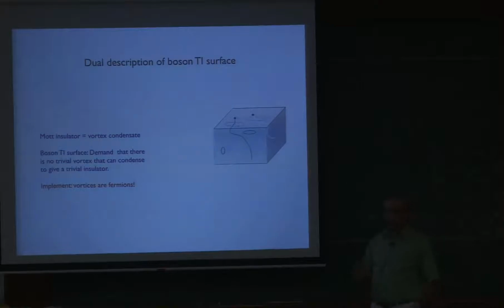Okay, so now with that discussion of 2D bosons, let's return to the surface of the 3D topological insulator. Now, what we want to do is to prohibit this trivial Mott insulator, which we saw is the same as a vortex condensate. So one way to prohibit it is to prevent the vortices from ever being able to condense. If you want to demand that the surface of the 3D TI doesn't have a trivial insulator, we just demand that vortices can never condense. Something happens to vortices that prevents the ability to condense. One way to implement this, it's a natural guess, is to say that maybe the vortices are fermions, because fermions can't condense, right?